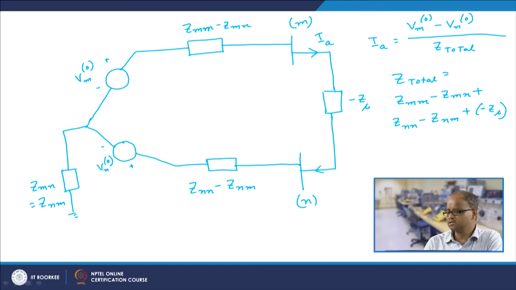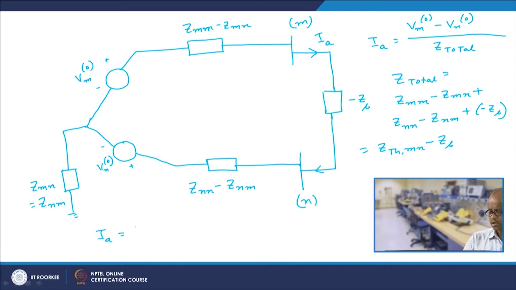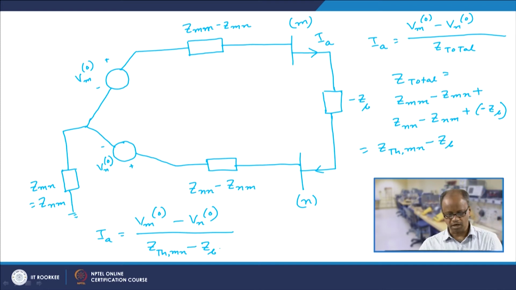Now, this plus this is equal to Z_th. So that is Z_th,mn minus Z_b. Therefore, I_A would be equal to V_m naught minus V_n naught divided by Z_th,mn minus Z_b. So, this is the current I_A.